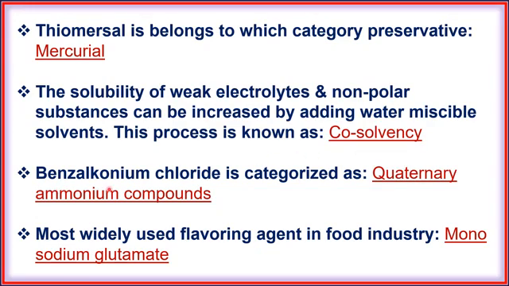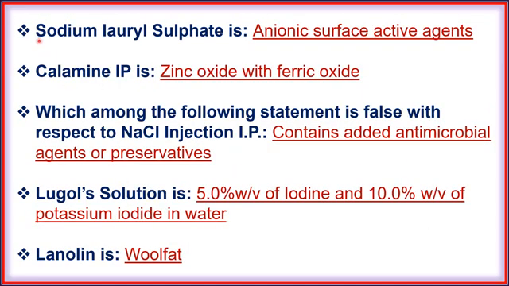Next, benzalkonium chloride is categorized as quaternary ammonium compounds. Next, the most widely used flavoring agent in the food industry is monosodium glutamate. Next, sodium lauryl sulfate is an anionic surface active agent. Next, calamine IP is zinc oxide with ferric oxide.